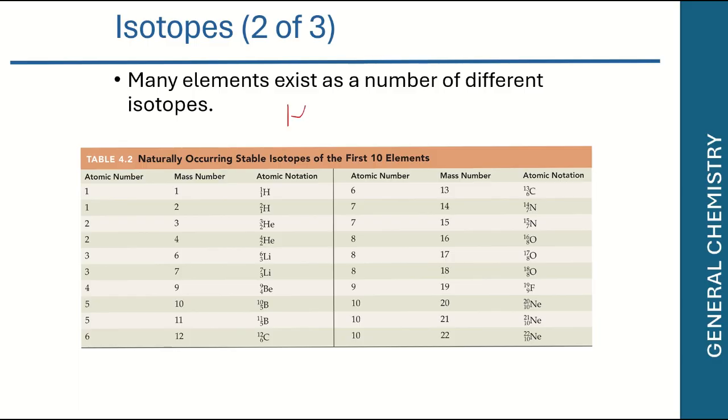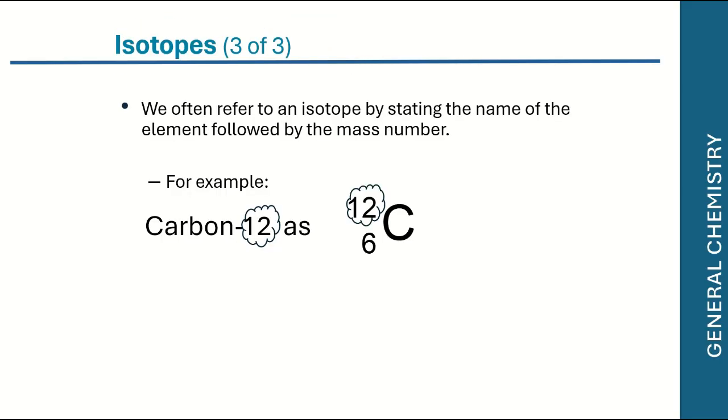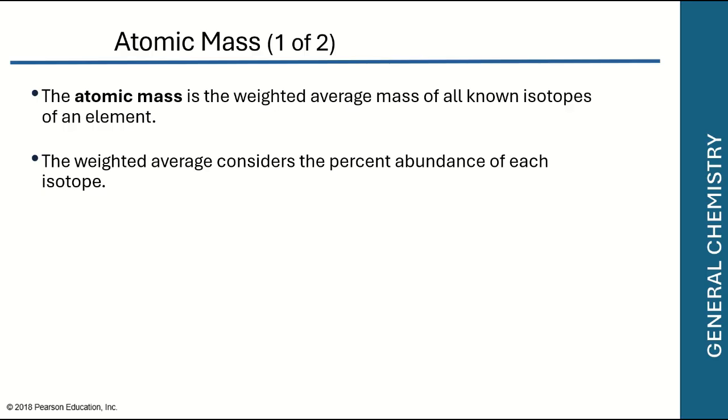Okay, so what is changing here is the number of neutrons, and we usually represent it like hydrogen 1 or hydrogen 2. That means I have an isotope with mass 1, and mass 2 for this one. Okay, that is how you represent an isotope. So like here, carbon 12. So I know the mass is 12. We often refer to an isotope by stating the name of the element followed by the mass number. Okay? So the atomic mass is the weighted average mass of all known isotopes.